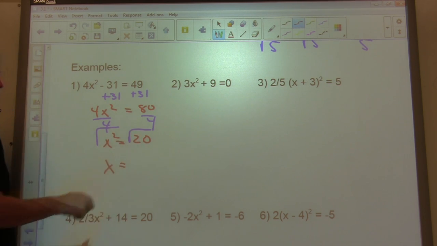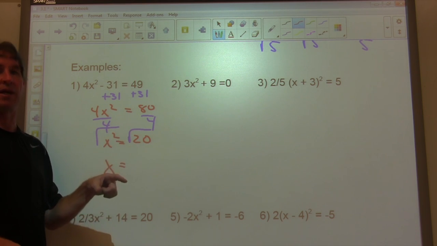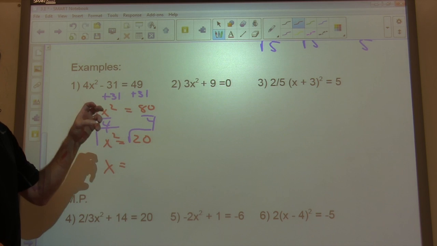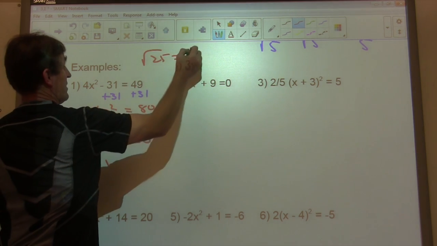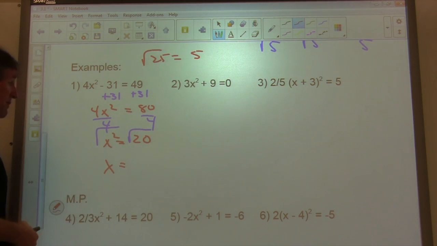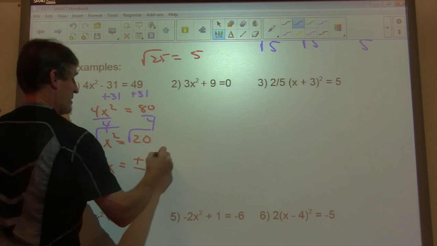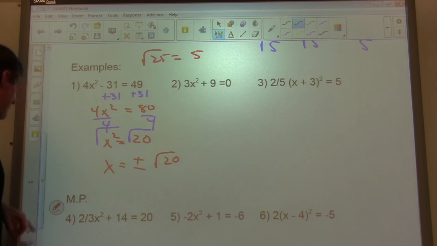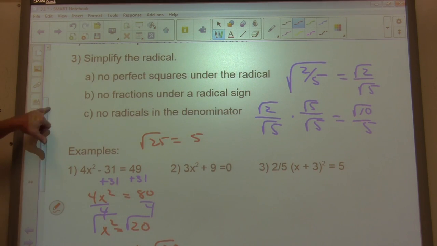And then when you take the square root of something, remember, square root is what times itself gives you that number. Like if we have the square root of 25, it's 5, but it could also be negative 5, because negative 5 times negative 5 is positive 25. So all we do is simply put plus or minus the square root of 20. But then we have to make sure we simplify the radical.